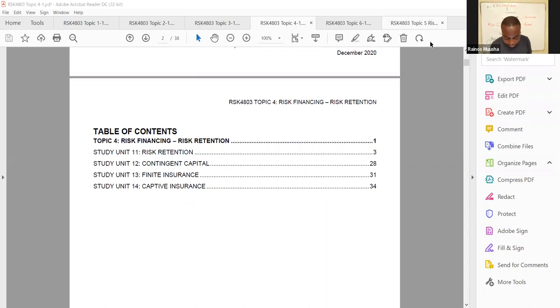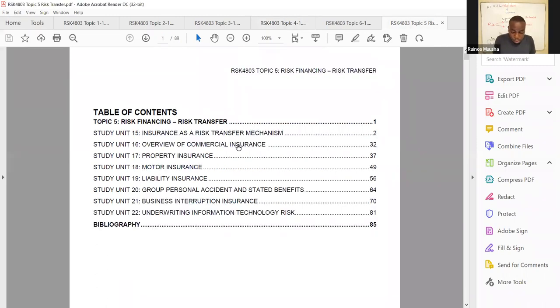Now, moving on to topic five. Topic five looks at study unit 15 to study unit 22. Study unit 15 looks at insurance as a risk transfer mechanism, and study unit 16 looks at the overview of commercial insurance as well.